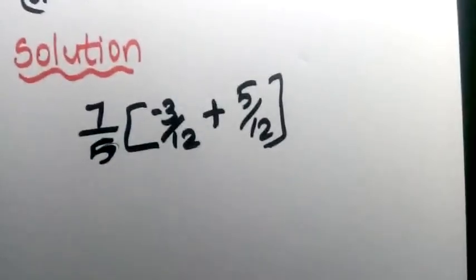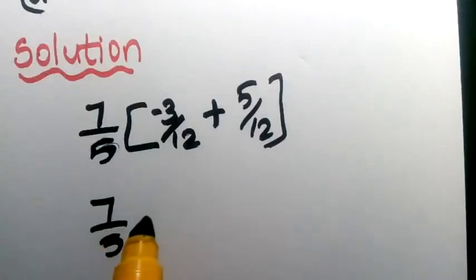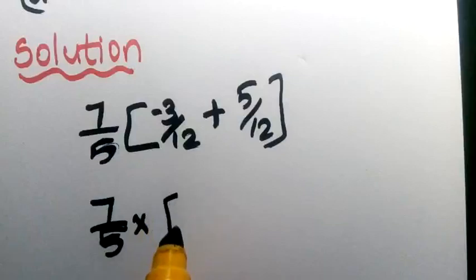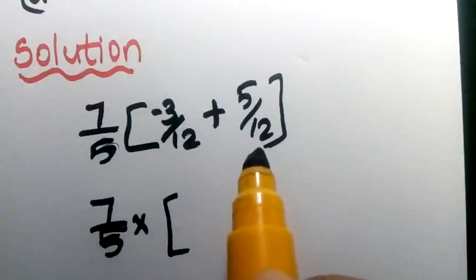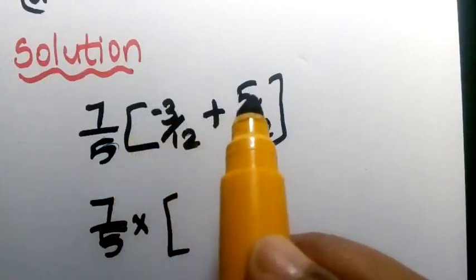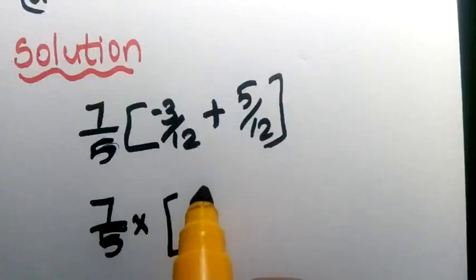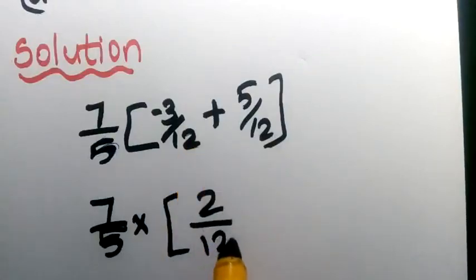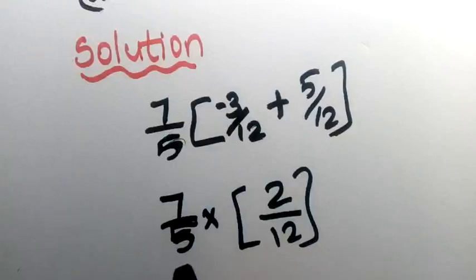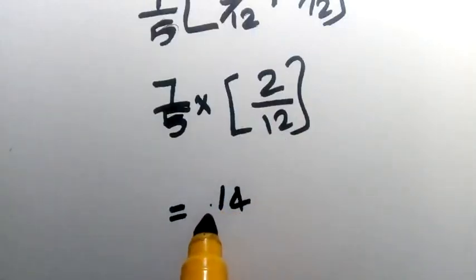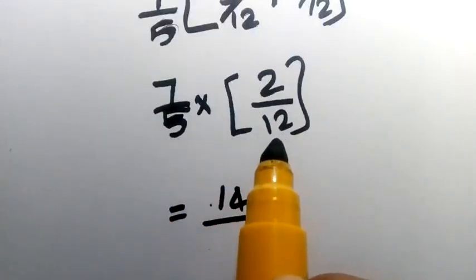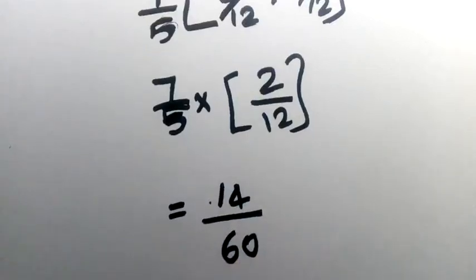So the next step is 7 by 5 into, here the denominators are same, so add only the numerators and keep the denominator as same. So what is minus 3 plus 5? Minus 3 plus 5 is 2 by 12. Now we have 7 by 5 into 2 by 12. So first 7 into 2. What is 7 into 2? 7 2s are 14 by 5 into 12. 5 12s are 60. Okay.